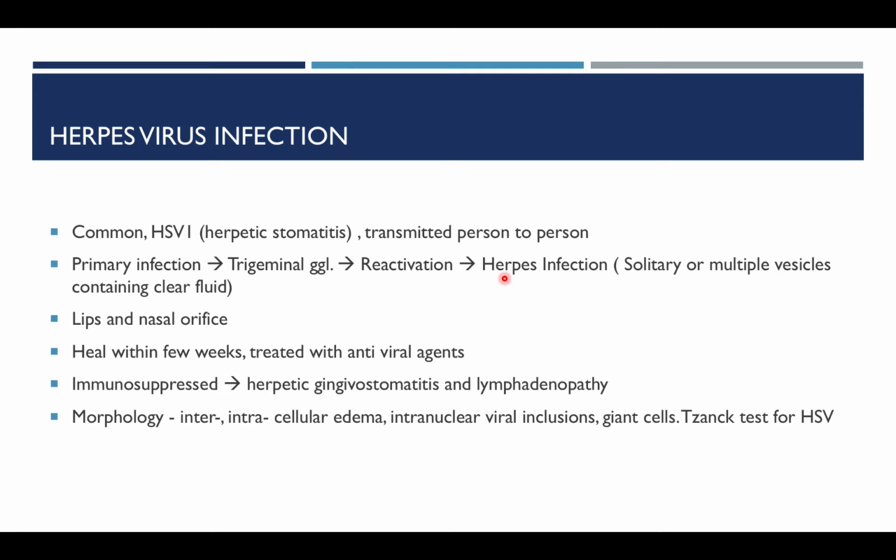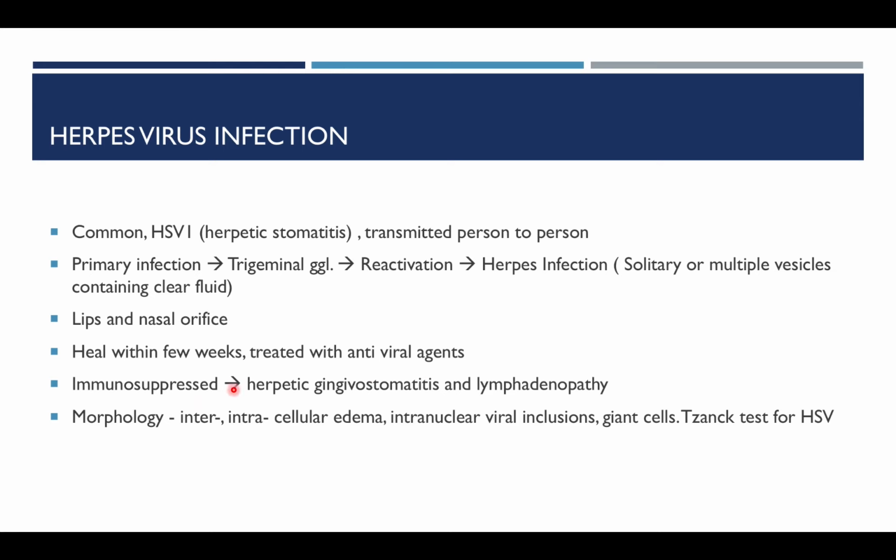So how does it present? It presents as solitary or multiple vesicles containing clear fluid. And where are they? They tend to be around the lips and nose. These vesicles heal within a few weeks. However, if herpes virus infection persists or there is an increased recurrence, then we can treat with antiviral agents.